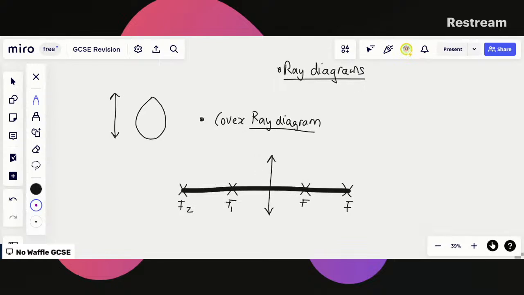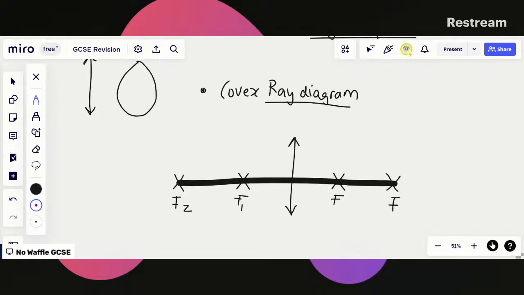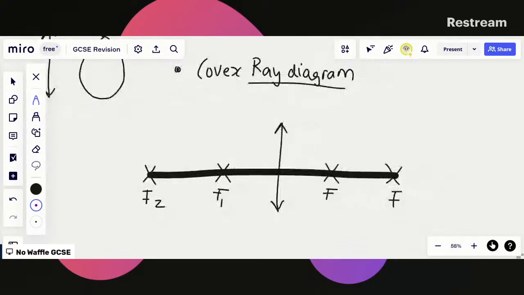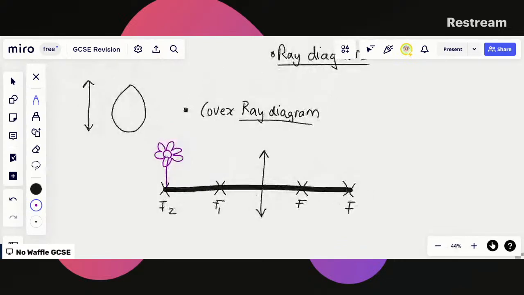You're going to then have an object. So when you have your lens, you're normally looking at an object. So let's say our object is 2 focal lengths away. Now our object could be, let's say, a flower. Now we'll be looking at this object through our lens here.